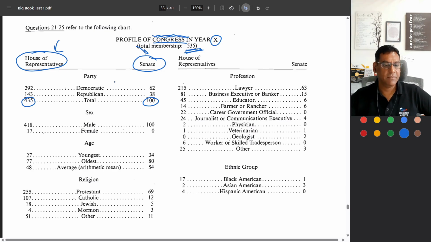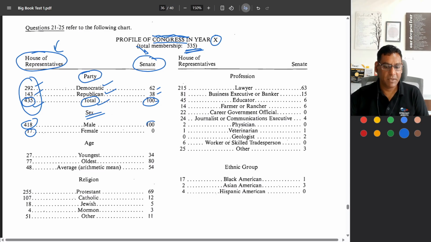House of Representatives, let's say House 1, House 2. Within that, parties: Democratic, Republican, total. The word total again indicates that there is no third party. 62 plus 38 is 100, 292 plus 143 is 435. The numbers are also adding up. It's fairly easy to see. So in this place there are these many Democrats, these many Republicans, and this much total. If you look at sex, there are these many males, these many females.